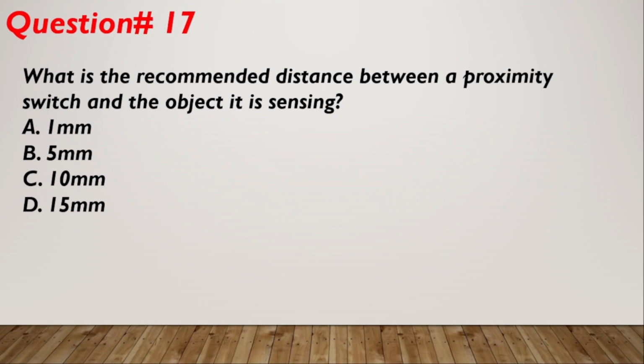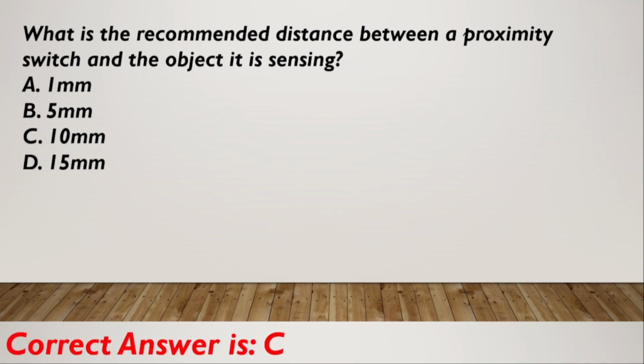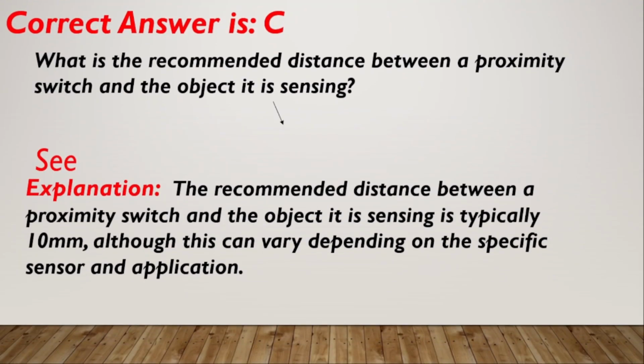Question number 17. What is the recommended distance between a proximity switch and the object it is sensing? A. 1 mm, B. 5 mm, C. 10 mm, D. 15 mm. Correct answer is C. 10 mm.